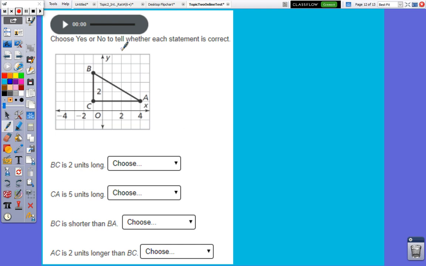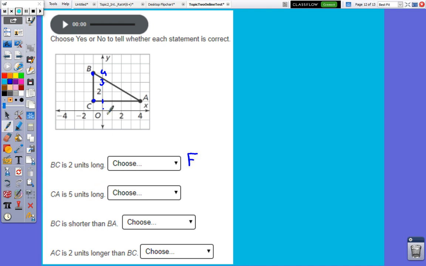Last one, choose yes or no to whether each statement is correct. Side BC is 2 units long. We are going from, this gives me 0, 1, 2, 3, 4. BC is 2 units long. It's going from 1 to 4. I'm going 1, 2, 3. That would be a false.